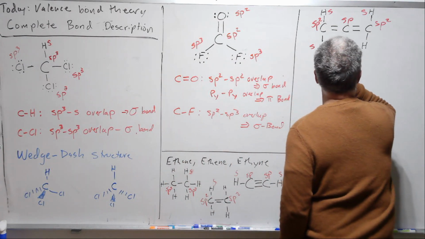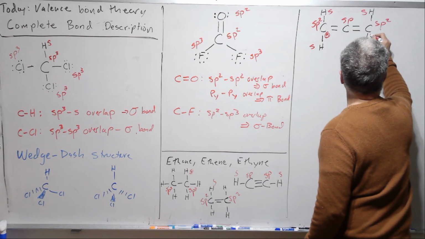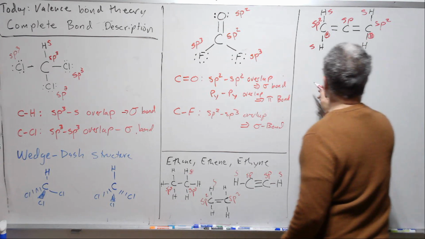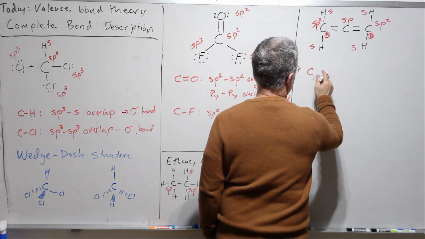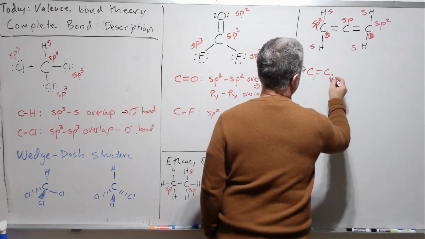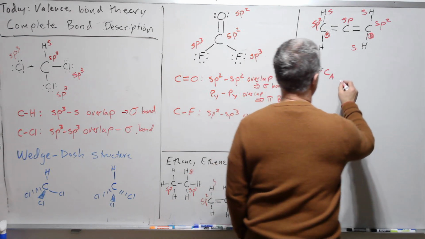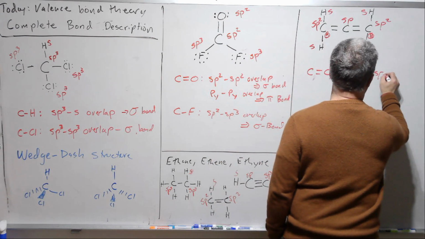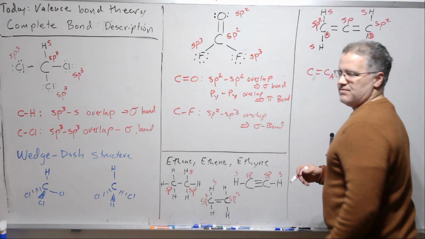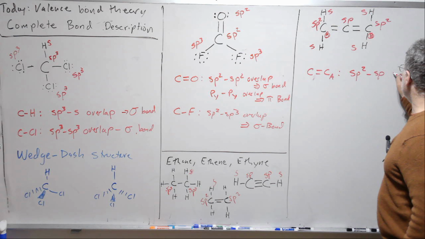So I'm going to call this A and B over here. So C to CA is going to be sp2 sp. We've done this enough now. I'm going to stop writing the word overlap, and I'm just going to write here now sigma bond.